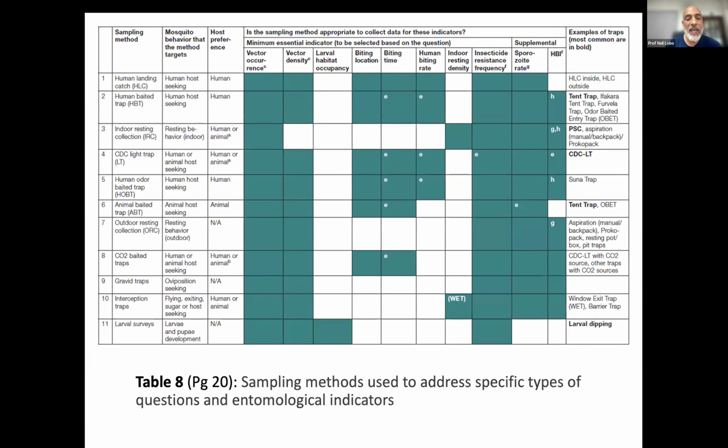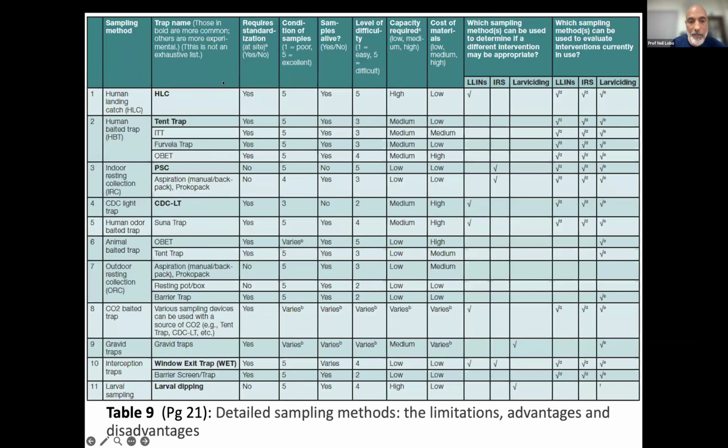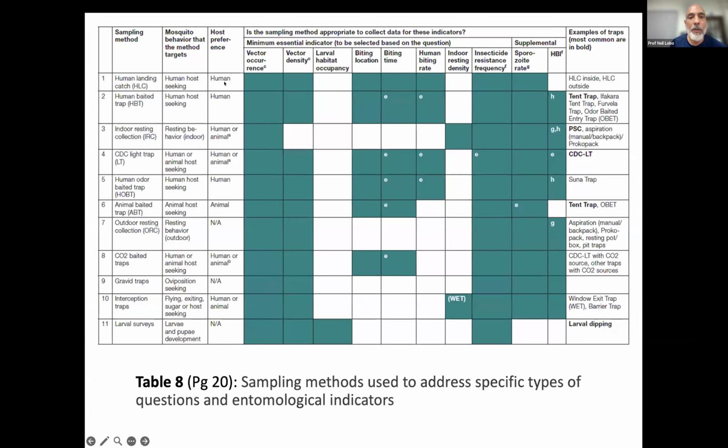So if you go to table 8 of the ASPT, which is on page 20, you can see what questions or what indicators different sampling methods can collect. Here's a sampling method, which is HLC. The mosquito behavior that this method takes advantage of is human host seeking. The host preference is the human.